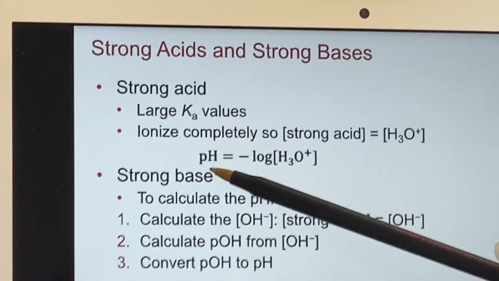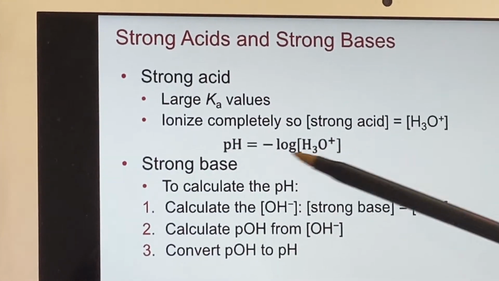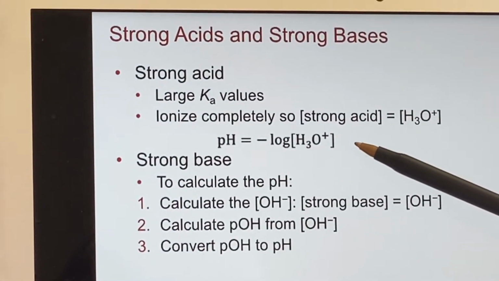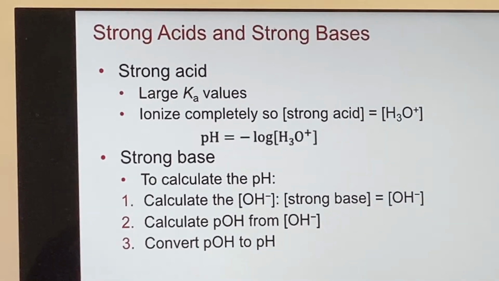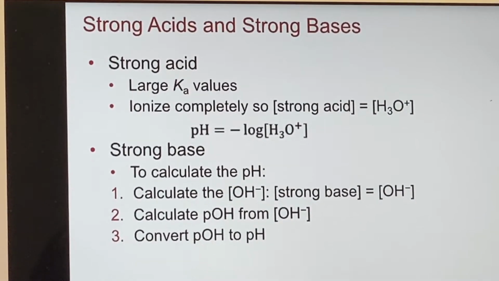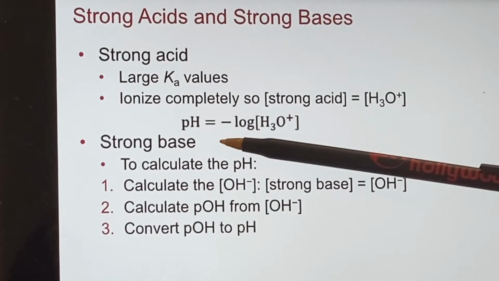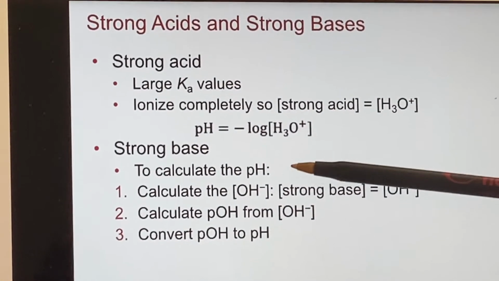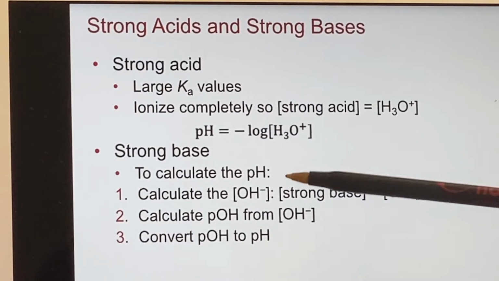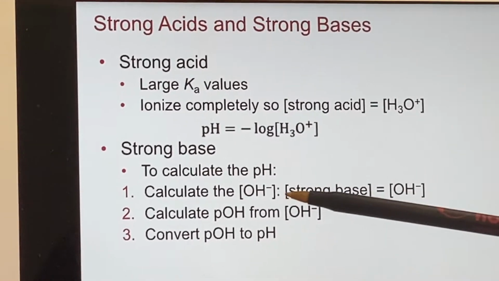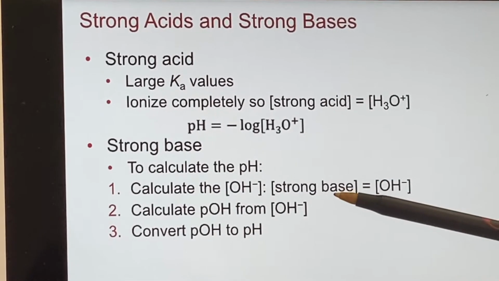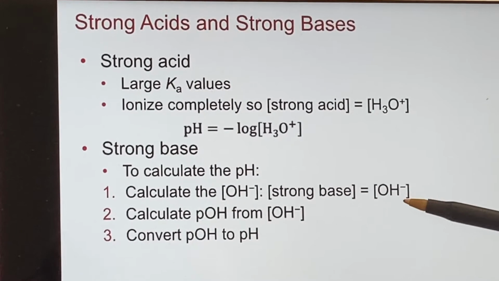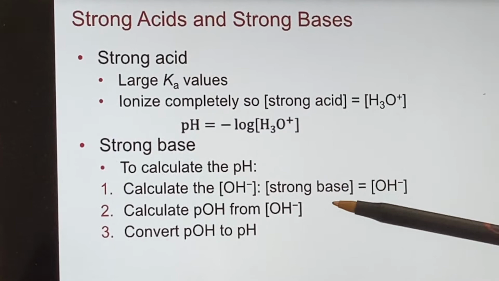Therefore, for the pH, our normal situation applies, and in place of this hydronium ion concentration, we can just put in the concentration of the strong acid. For the strong base, if we want to calculate the pH, the easy thing to do is to calculate the concentration of the OH, and again, with a strong base, typically we just have one hydroxide come out of a strong base.